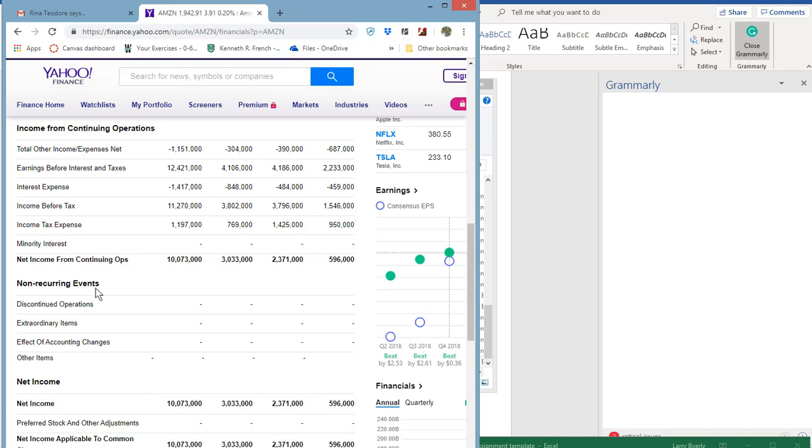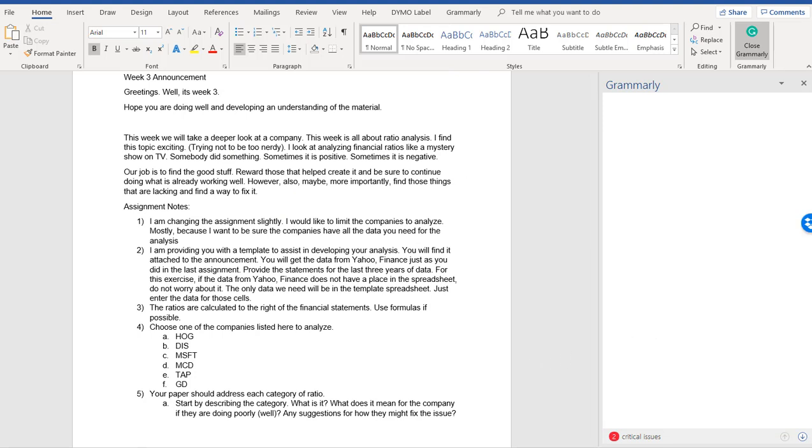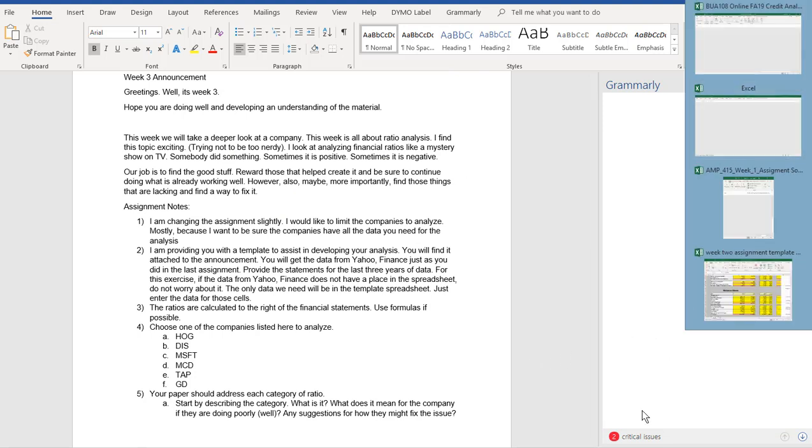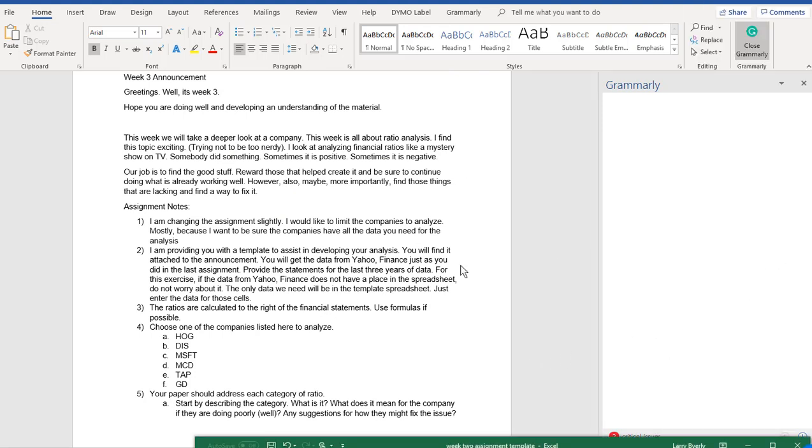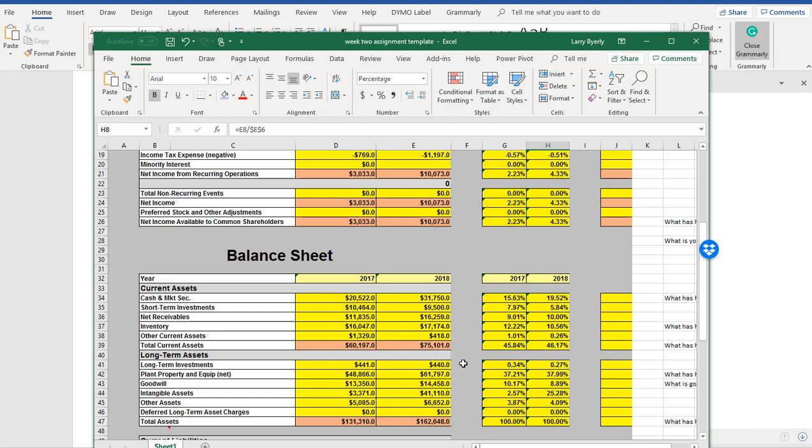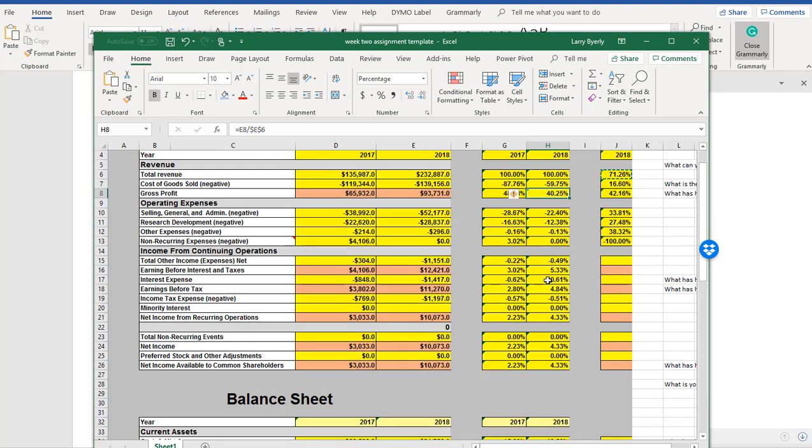So under non-recurring events here, you see there's nothing down here, so there shouldn't be anything on my spreadsheet. Oops, sorry. Let's go back to the spreadsheet. Let's look down there. There you go. Sorry about that. So now we've got to get rid of this number. Where'd that go? So we go back up here.